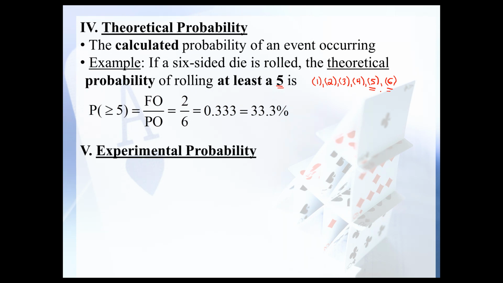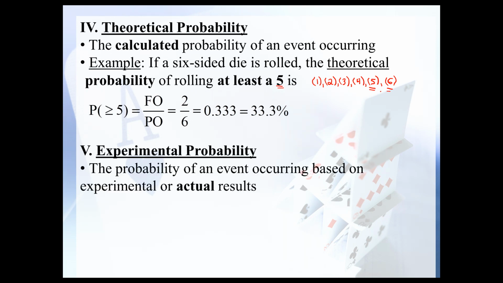Now, experimental probability, on the other hand, is the probability of an event occurring based on actual or experimental results. What it means now is you're actually going to physically flip the coin and see what happens. A good example of this: theoretically speaking, if I told you to take any coin and flip it 10 times, we should get heads 5 times and tails 5 times. Theoretically, that's what should happen.